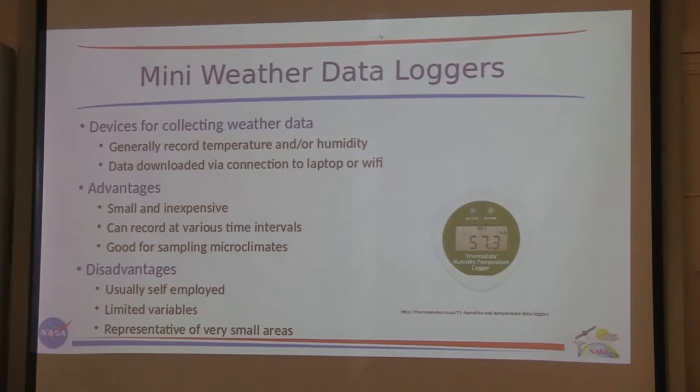We have this other thing that they sometimes call hobos. Hobo is actually the name of a company that makes some of them. They're kind of these mini data loggers, and they're almost like a mini weather station. And they're good for collecting things like temperature and humidity. And they're just very small. What's neat about them is you could put them out somewhere. Like if you're doing mosquito-borne disease, and you want to know what the temperatures are like in a particular bush where you have a mosquito trap and you're collecting mosquitoes, this is a great thing.